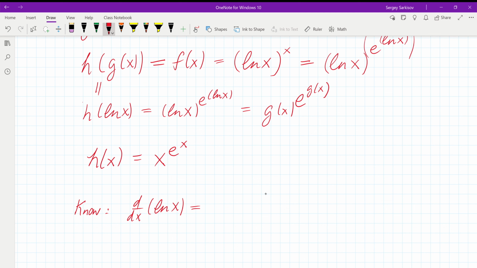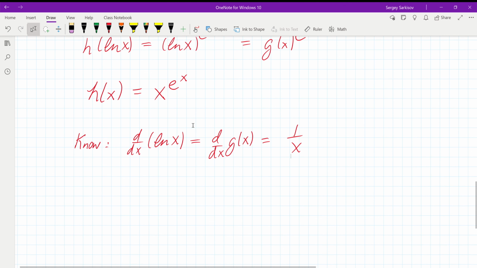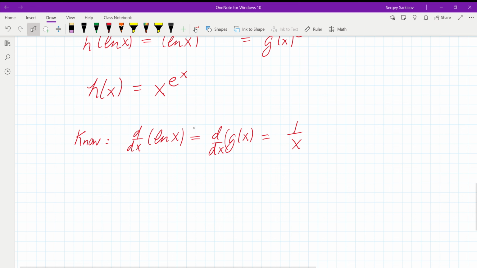But watch this. This is actually the derivative of g, g of x, and that's equal to 1 over x. This is something we're going to just assume we know now. This is kind of like e to the x goes to e to the x, and ln x goes to 1 over x. Make sure you know that.